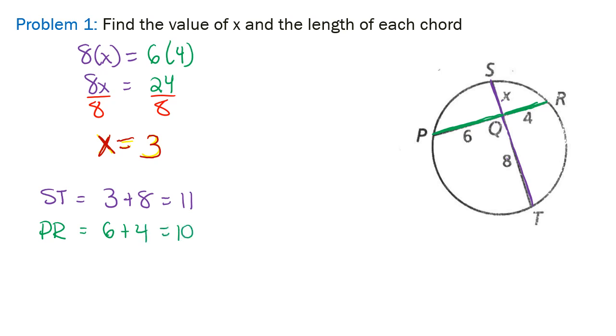So you'll notice that the actual lengths of the chords are different, and that's normal. Very often they won't be the same. But when you take the chord and break it up at its intersection point, those two segments, when they multiply, will equal the other chord, those two segments multiplied together. That's why this works. It doesn't mean the length of the chords are the same, so don't make that misconception.